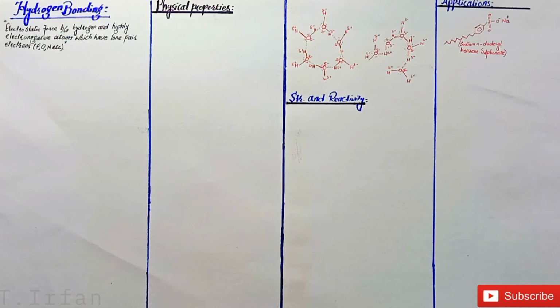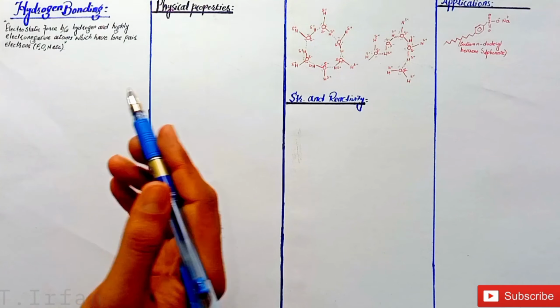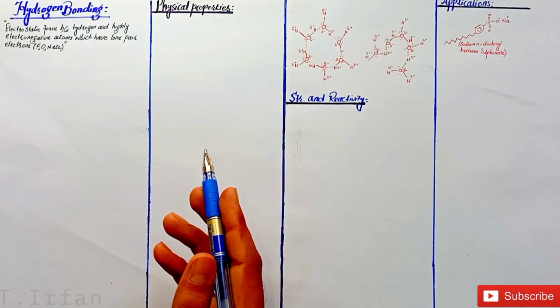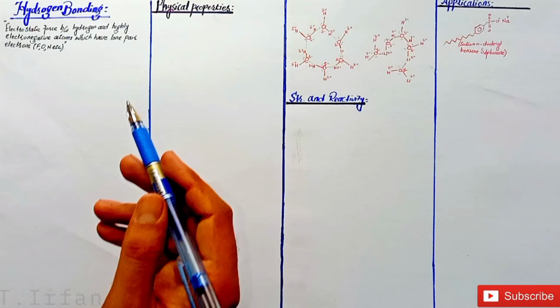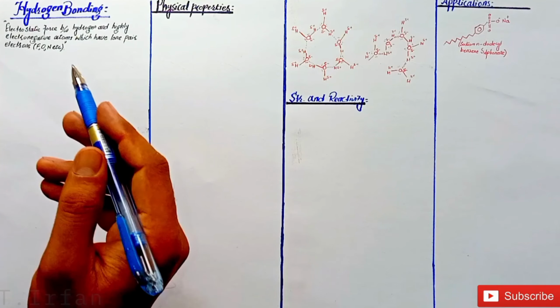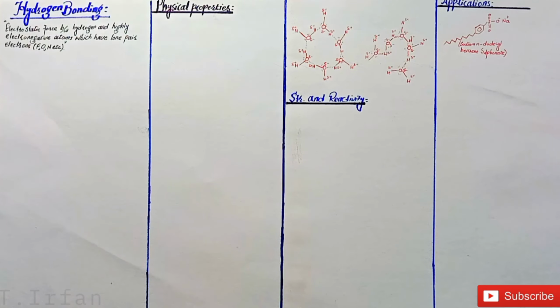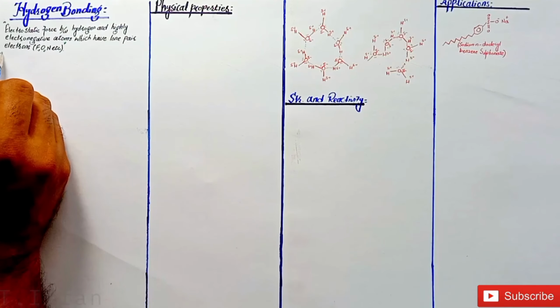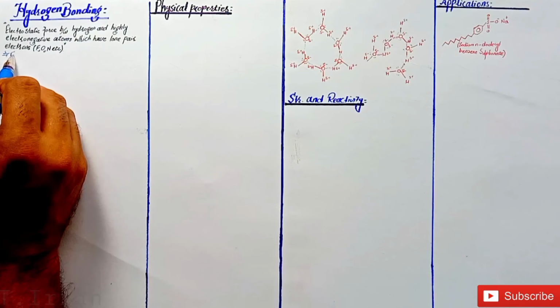We can't say that hydrogen bonding is only an intermolecular force or an intramolecular force, but we can say that hydrogen bonding is an electrostatic force between hydrogen and highly electronegative atoms which have lone pair electrons, such as fluorine, nitrogen, and oxygen. Now, the question is this: what is electrostatic force?